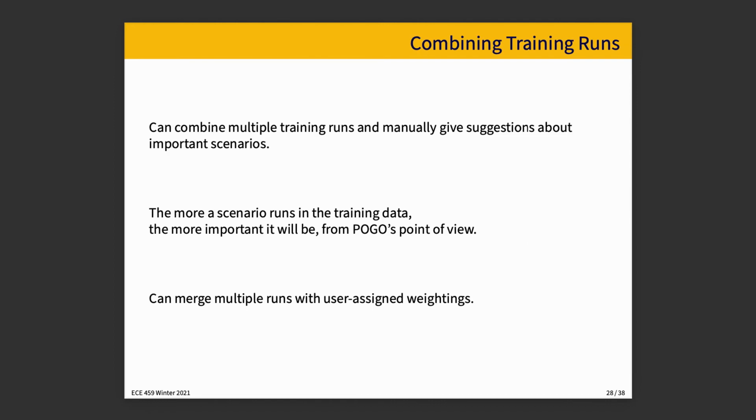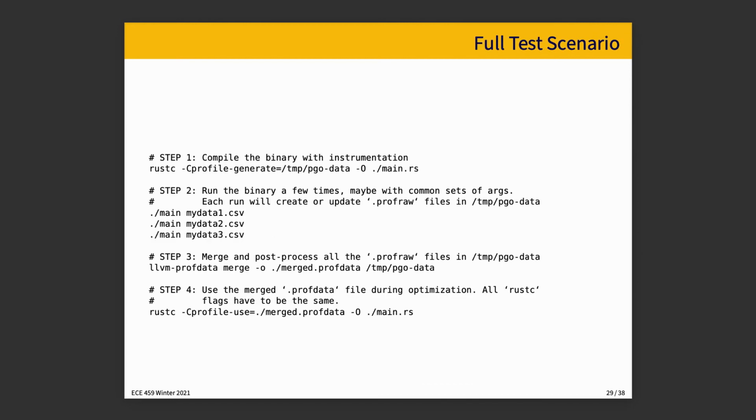As we've said before, we can combine multiple training runs and also manually give some suggestions about what we think is important, and that's allowed. You can also give weightings to different training runs, which will also help with indicating to the compiler what you want and what you think is important. And absent that, the more scenario runs there are in the training data, the more this code executes, the more important the compiler thinks it is likely to be.